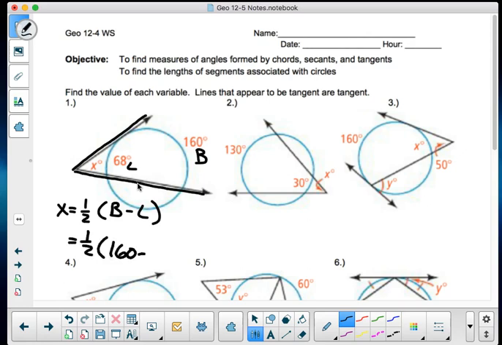So I got 160 minus 68. And that'll give me a 92. And dividing it by 2 is going to be 46 degrees. So x is 46. Okay.